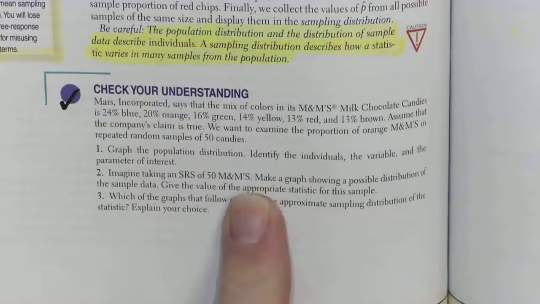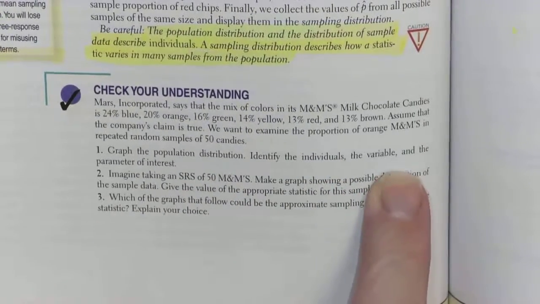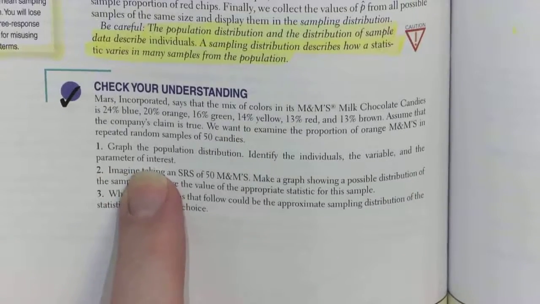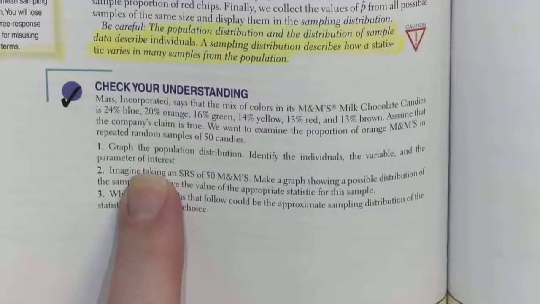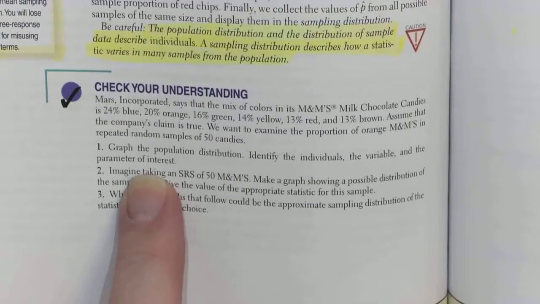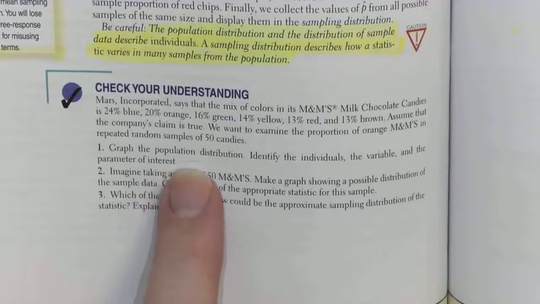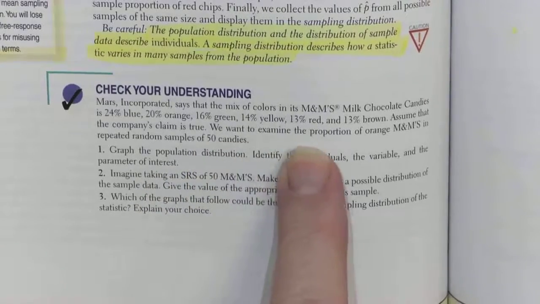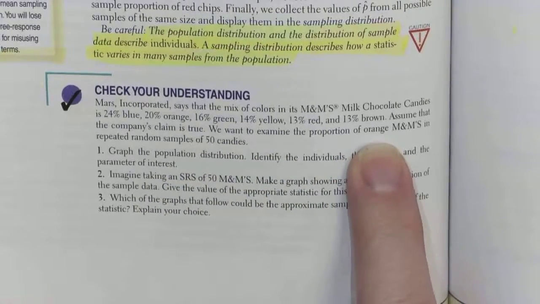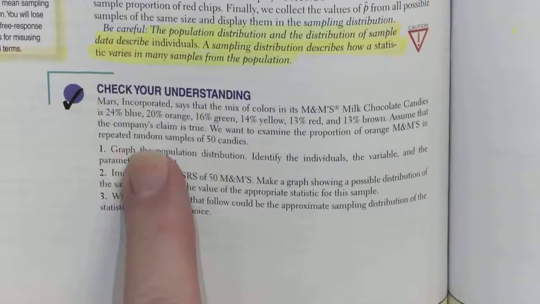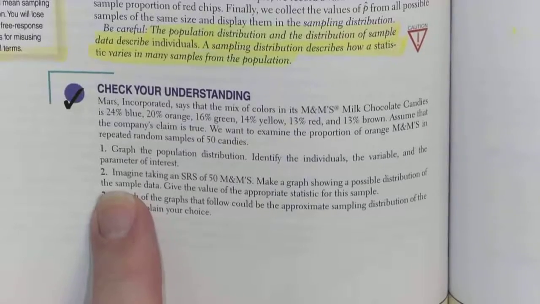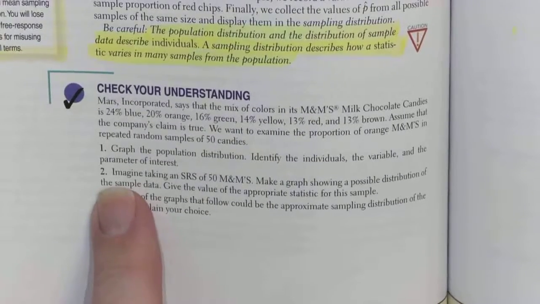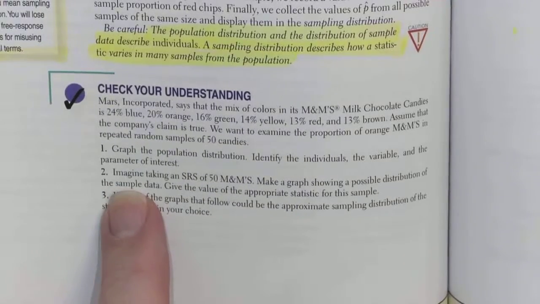Now, what's the next thing? Variable and the parameter of interest. What are we interested in about the color in this situation? What percent are in each bag, I guess? Well, what percent of what? Let's read back up here. We want to examine the proportion of orange M&Ms in the repeated random samples of 50 candies. Usually I bring in M&Ms and we do this, so we may need to do that next week when everybody's here. We'll try. Okay, good.